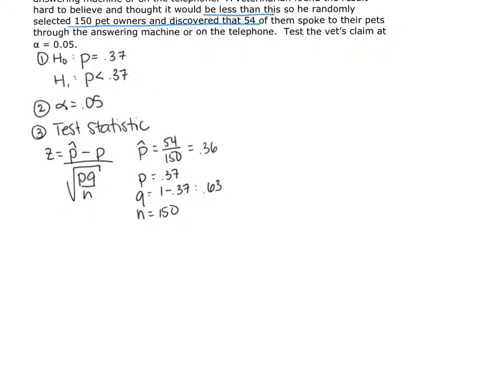We're going to substitute those values into our formula. 0.36 minus 0.37 divided by the square root of 0.37 times 0.63 divided by 150. Go ahead and pause, type this in your calculator to evaluate and find your test statistic. Rounding to 2 decimal places, our test statistic is negative 0.25.